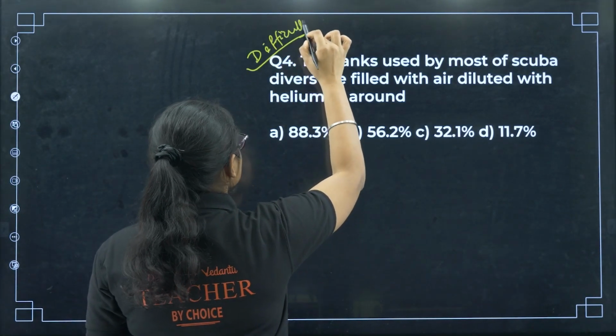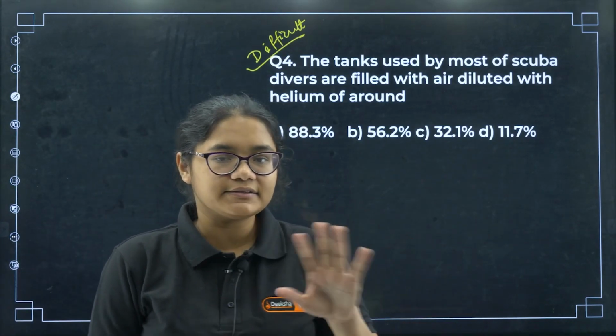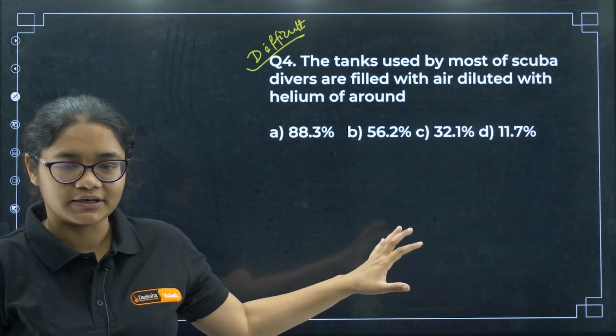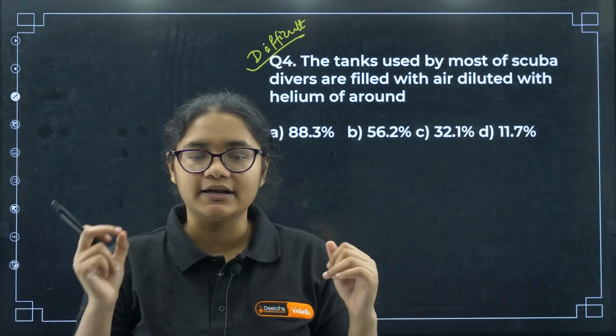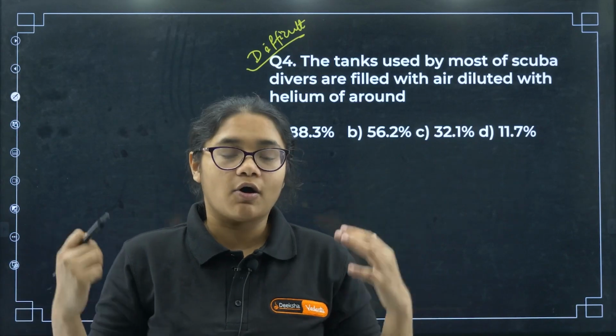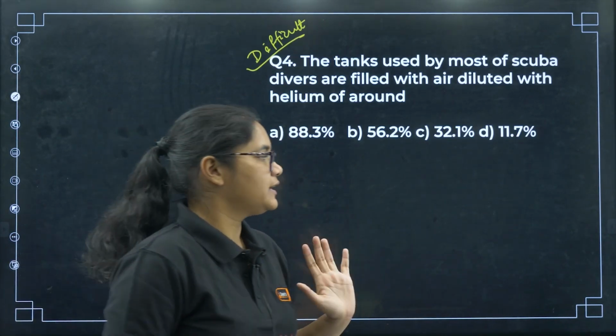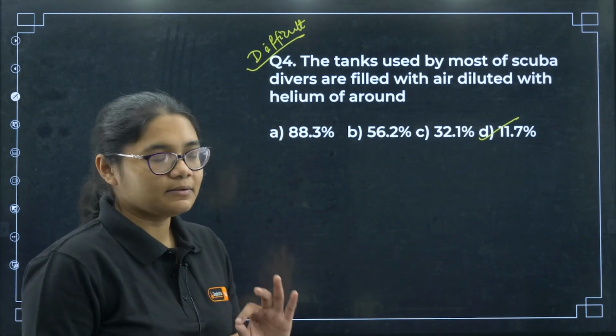See, this is a very direct and fact based question. There is nothing to use your brain for in this question. But if you haven't studied, it is something you have to memorize. If you haven't memorized the composition of the tank properly, then you will definitely get confused here. So please remember, helium is 11.7%.